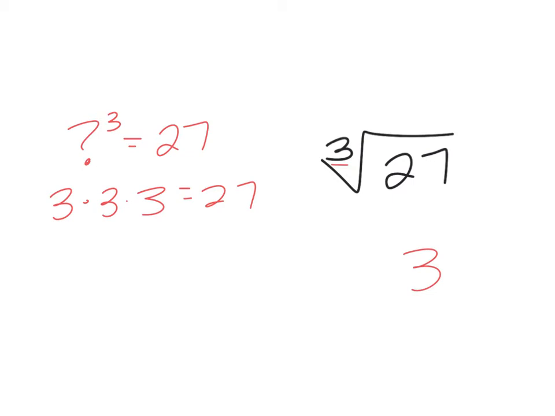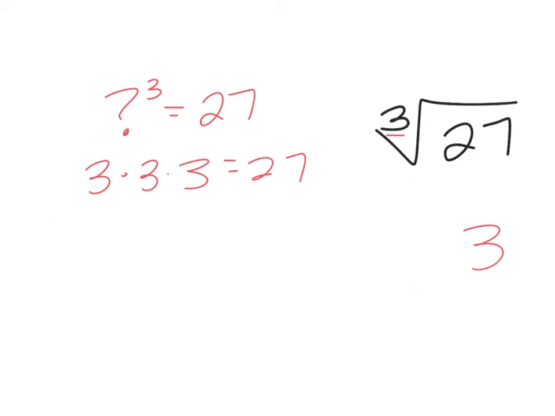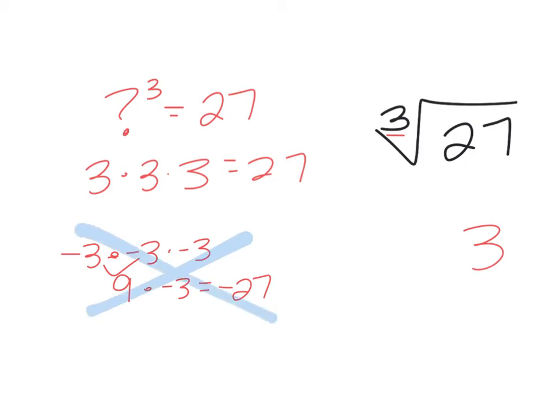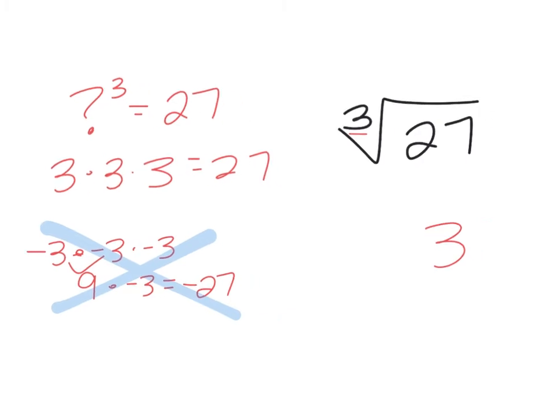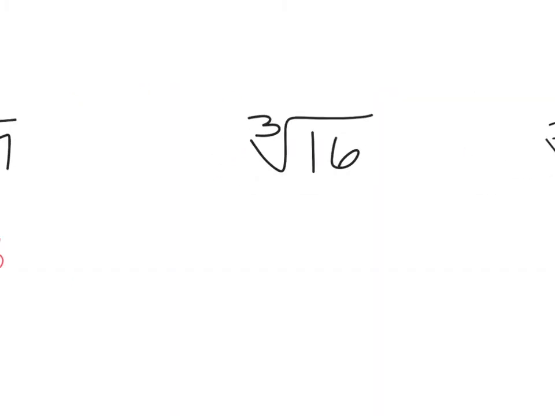Okay, let's talk about the plus or minus thing that we did on the last one. So could it be plus or minus 3? Well, we know positive 3 works. What about negative 3? So negative 3 times negative 3 times negative 3, does that give me 27? Well, these two would give me positive 9 times negative 3, which would be negative 27. So for cube roots, there is no plus or minus. It's either positive or negative.